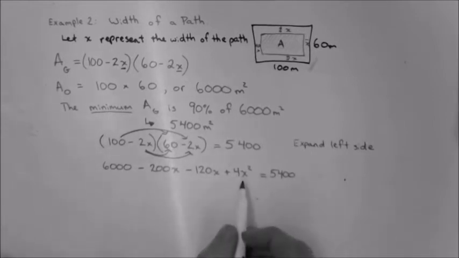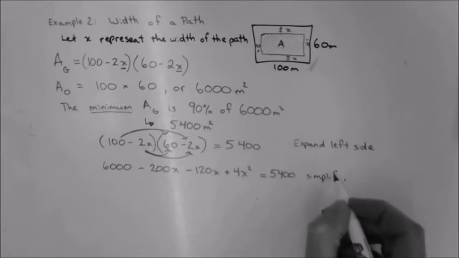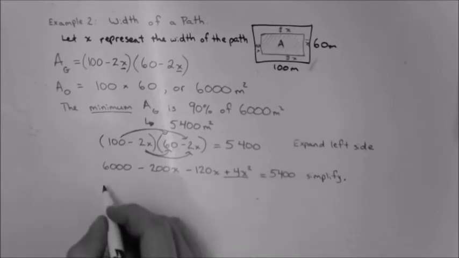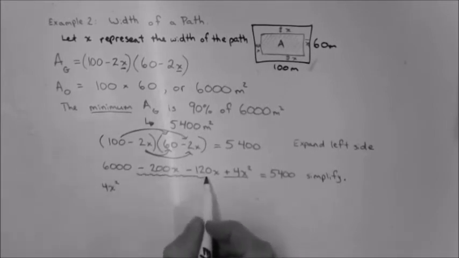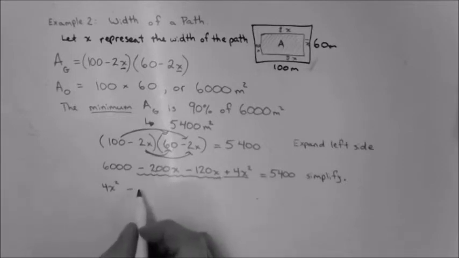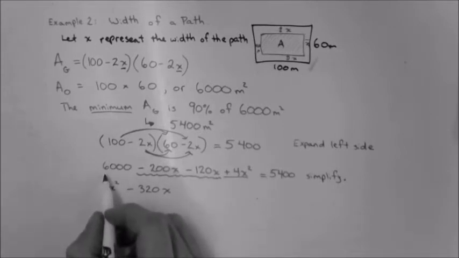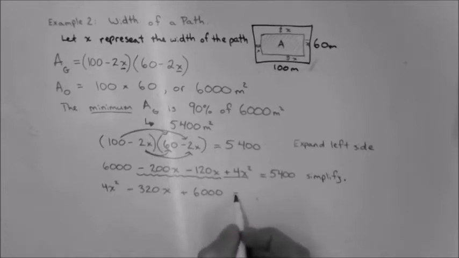I'm going to group like terms and rearrange in descending powers of x. That step is called simplify. So I'm going to take what I have here and simplify. You can see I have only one x squared term. It's 4x squared. I have two terms with x. They're both negative. I've got negative 320x. And I have positive 6,000 as the constant. And on the right hand side, still 5,400.